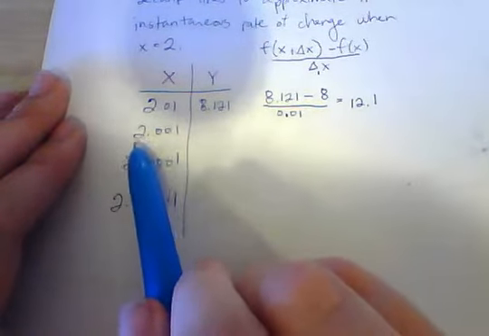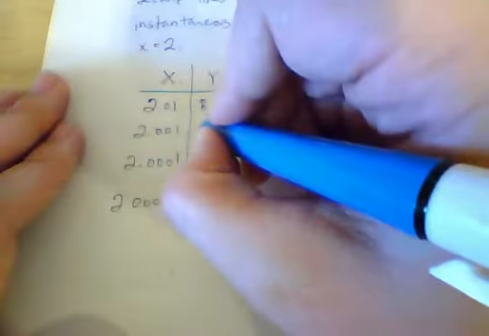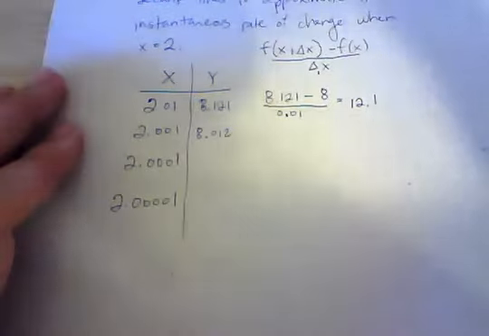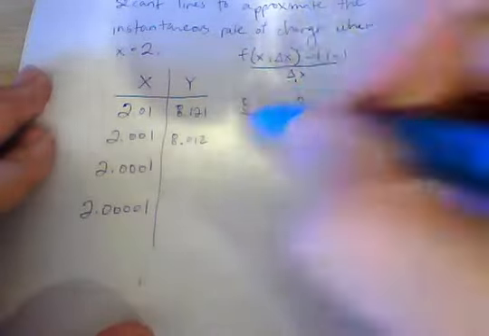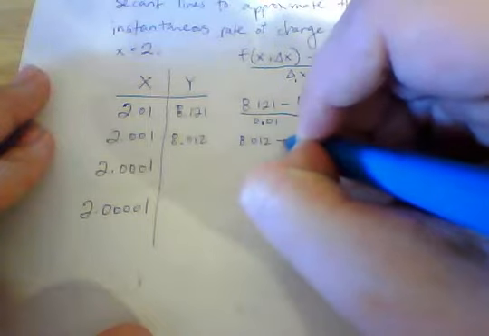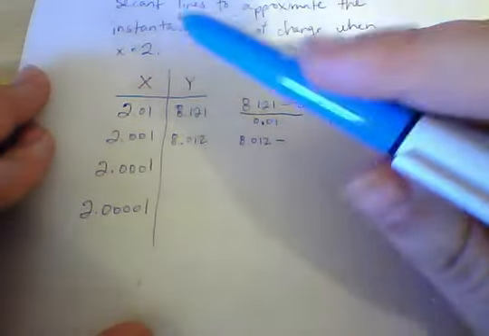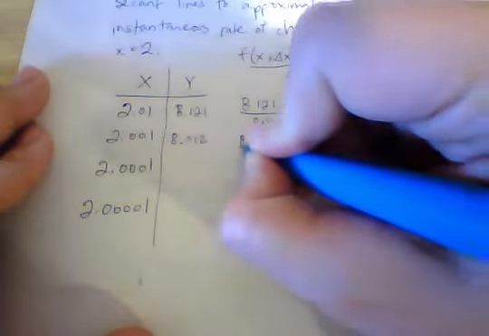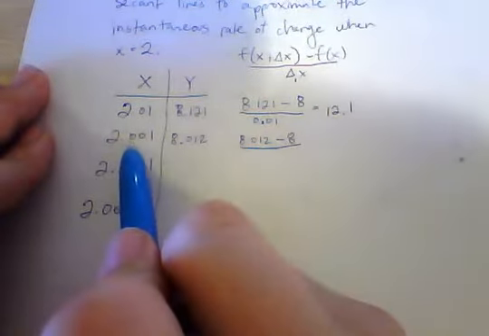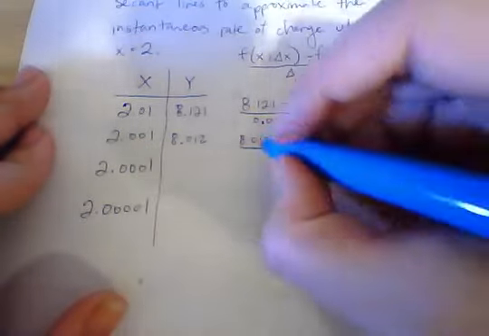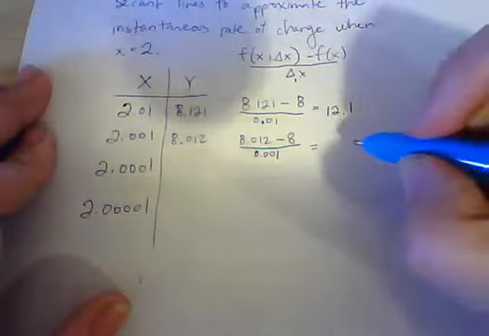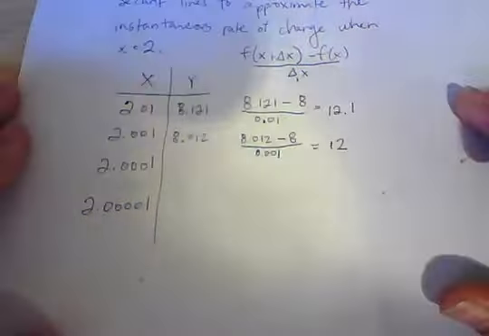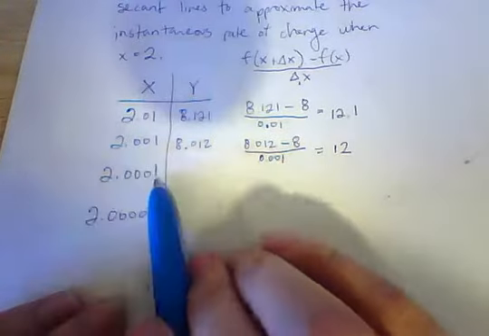If we cube 2.001, then we get the value 8.012. All right, let's keep plugging into our rate of change formula. Our f of x plus change in x in this case is going to be 8.012. Our f at 2 is still 8. And our change in x this time got a little bit smaller. Now it's 0.001. And when we subtract and then divide, we get 12. All right, looking pretty good. Let's try this next point.